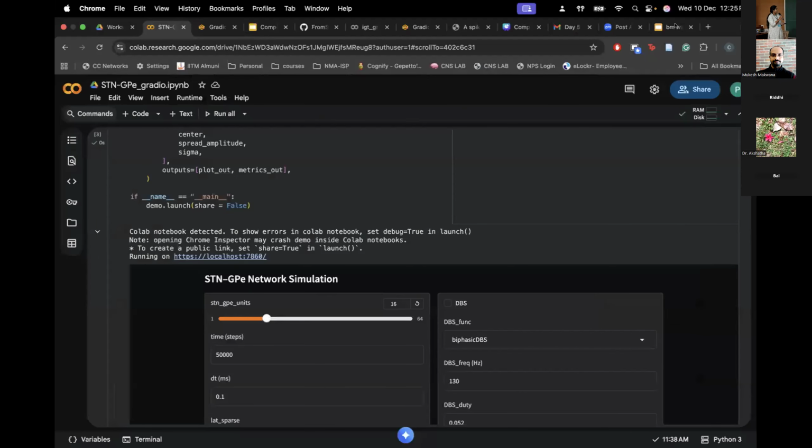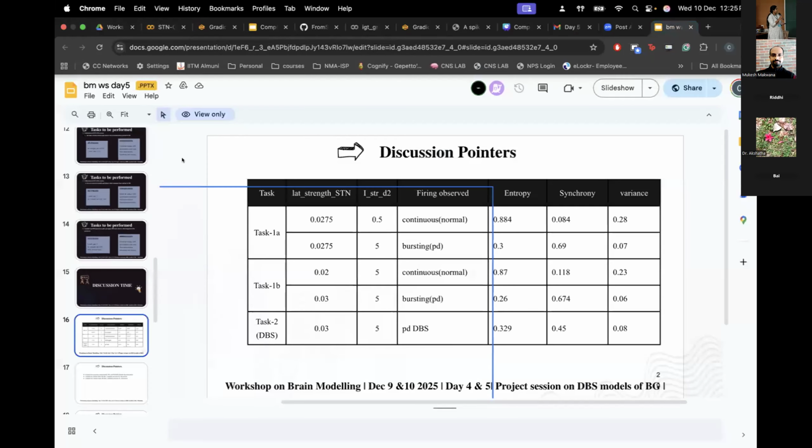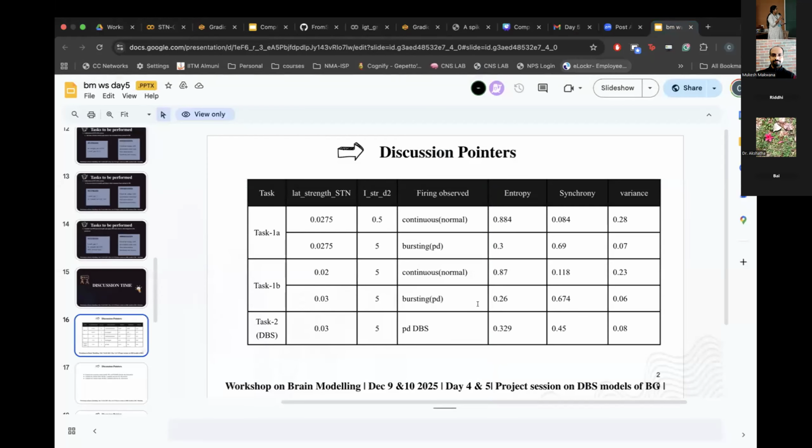To conclude the points, in this specific task, we have run the system under normal PD conditions as well as PD DBS, and we were able to calibrate the system. As I keep increasing my striatal currents, it moves from normal to PD. Similarly, as I keep increasing my lateral strength, it moves from normal to PD. Whereas under PD DBS condition, the variance is not very improved. And the synchrony and entropy also improve with respect to PD, but not as good as normal condition.